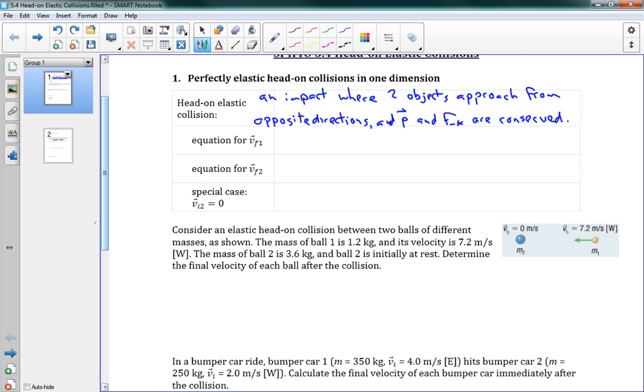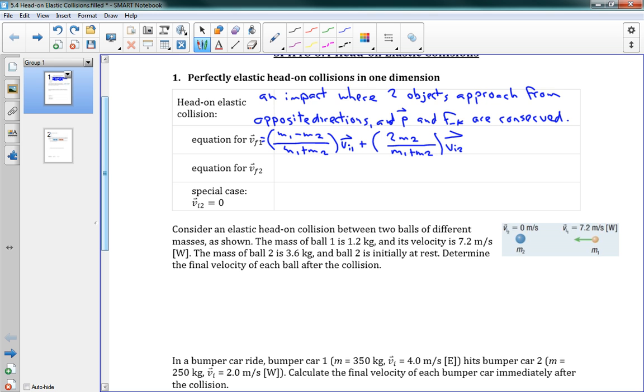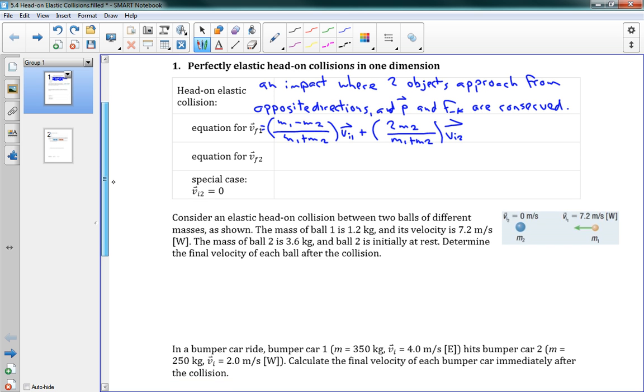So we have VF1 is equal to, here we go, VF1 equals (M1 minus M2) over (M1 plus M2) times VI1 plus 2M2 over (M1 plus M2) times VI2. There you go. That's our equation for VF1. And you can see in the textbook the full derivation. It's pretty cool how they got there. But yeah, it's really useful.